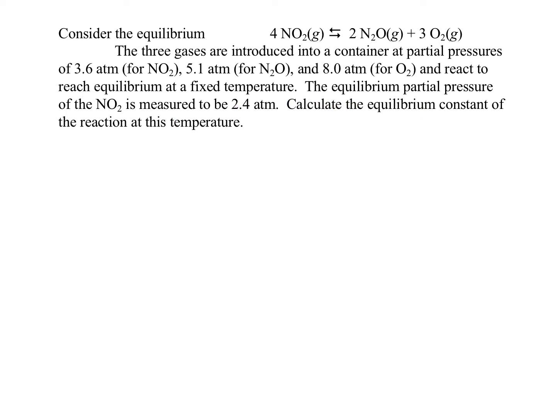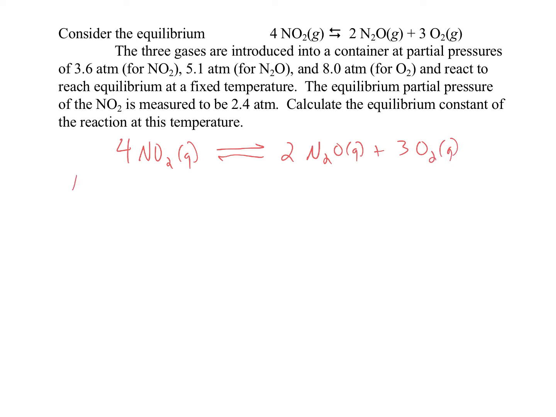So my clue that I need to use an ICE table is the fact that they told me the initial concentrations and then told me an equilibrium concentration, and they also want to know the equilibrium constant. So since they're talking about both the initial and the equilibrium, I want to set up an ICE table. So let me rewrite the chemical reaction. So we have 4 NO2 reacts to form 2 moles of N2O and 3 moles of oxygen.